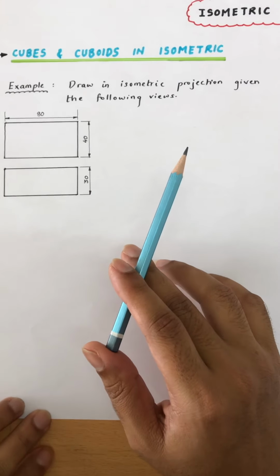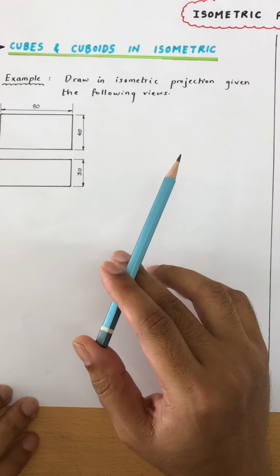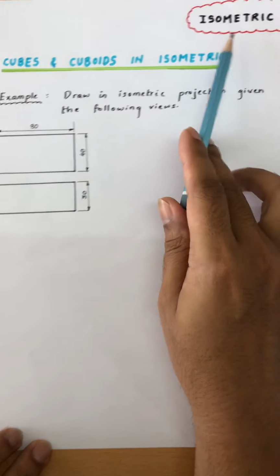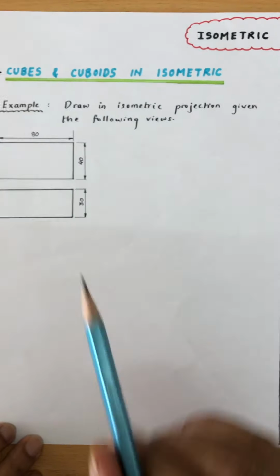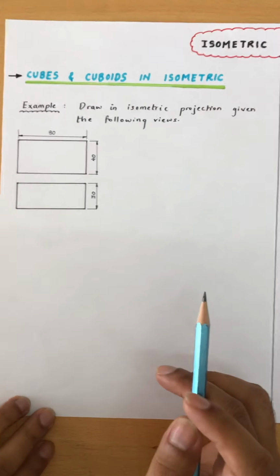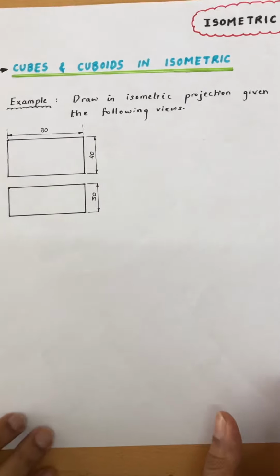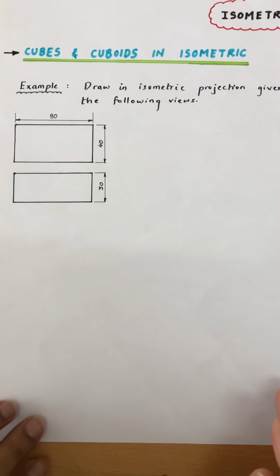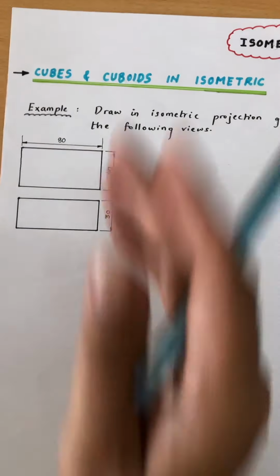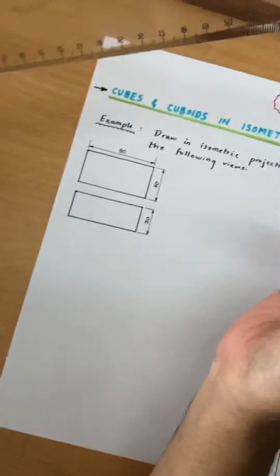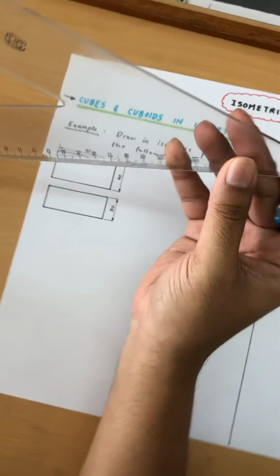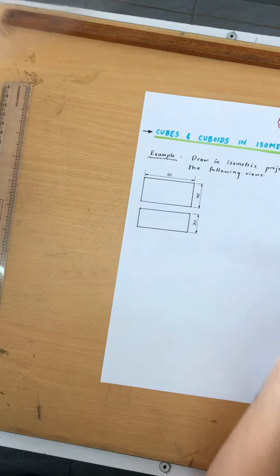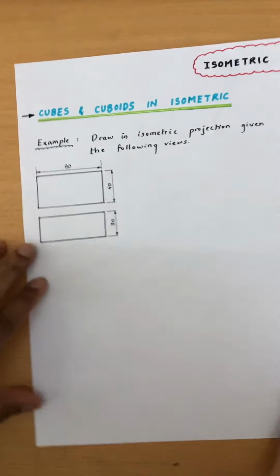So this is another type of pictorial projection, which is isometric projection. Here, when we are going to draw objects in isometric, we are going to use this set square, that is the 30 degrees, 60 degrees set square. And you have to bear in mind that the angle which is used is 30 degrees.